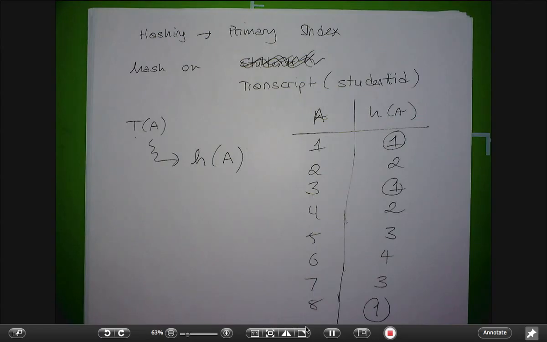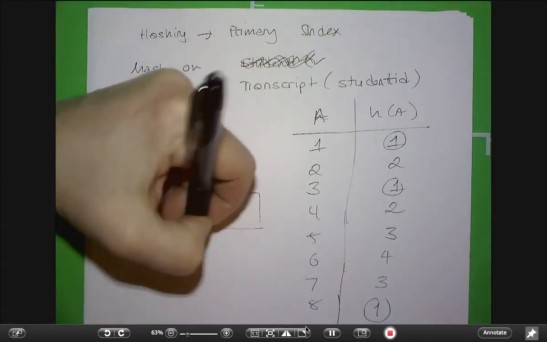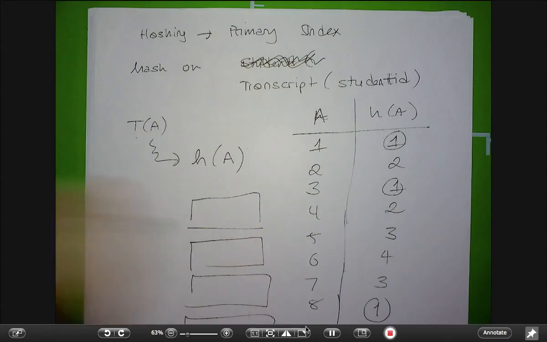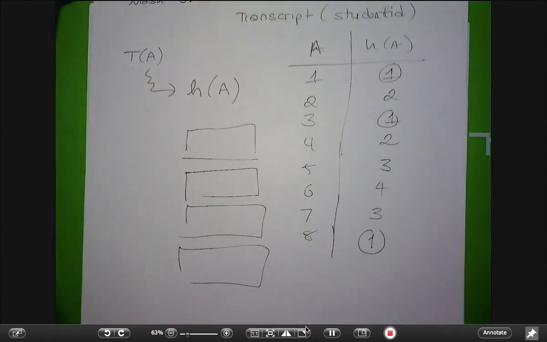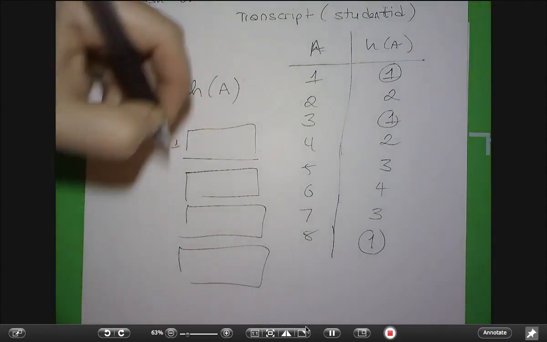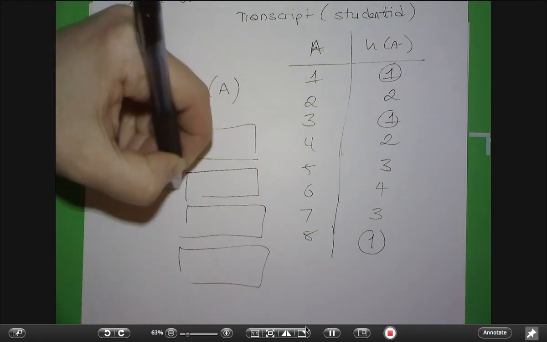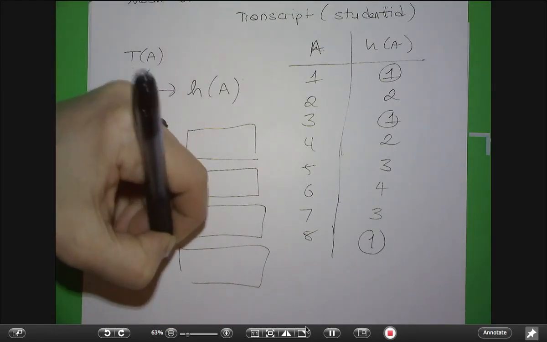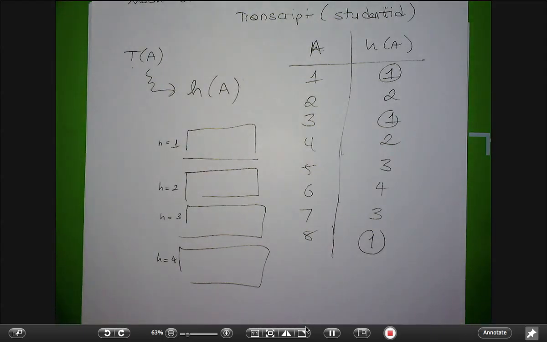So now you have these values. You want to store tuples with respect to the value that they hash to. Currently this hash function has only 4 values, so I'm going to create 4 disk pages. So I'm going to have 4 data pages. This is for hash equals 1. This is hash equals 2, hash equals 3, and hash equals 4. And then the tuples with the corresponding A values, I'm going to store in these.